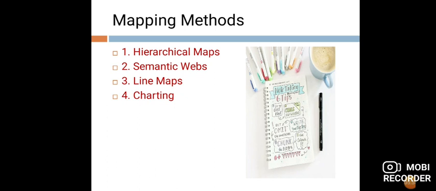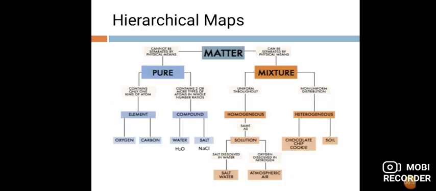There are 4 different mapping methods available. First is hierarchical maps. To create a hierarchical map, as you see in the next diagram that is presented along with this slide, you have to write the main heading or topic at the top of the page and put a box around it. Then draw lines to indicate the subdivisions or the next level of headings, and write and box each of them. You can then further divide each of these points into one or more supporting points.